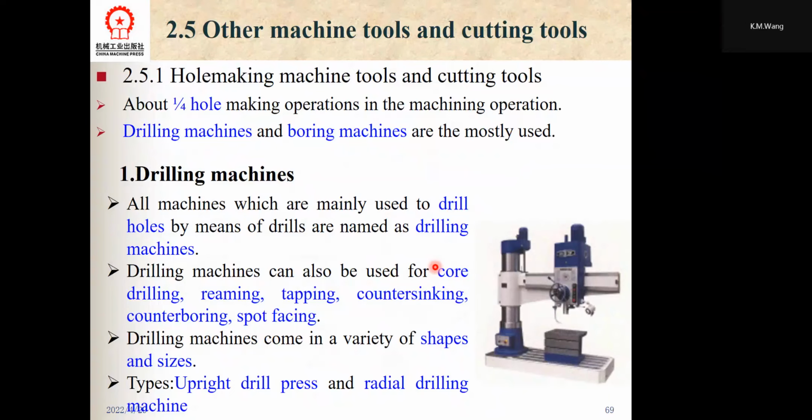The drilling machines come in various shapes, types and sizes. There are two common types. One is the upright drilling press, and two is the radial drilling machine. The upright drilling press is comprised of a base, a work table, a spindle head, a column, and other components.